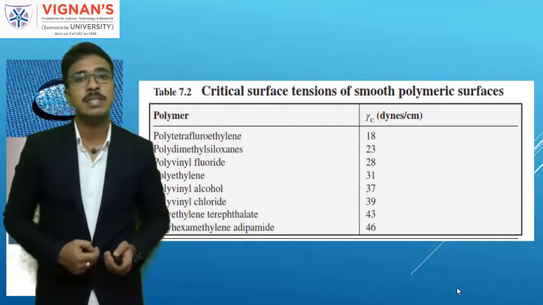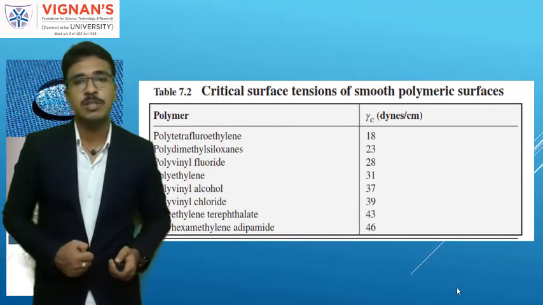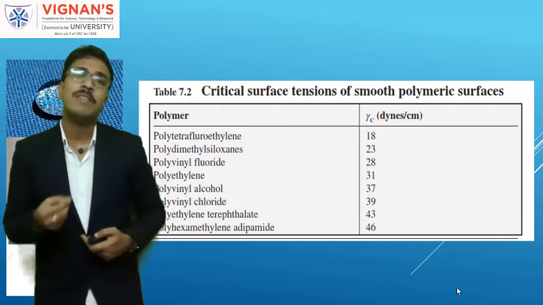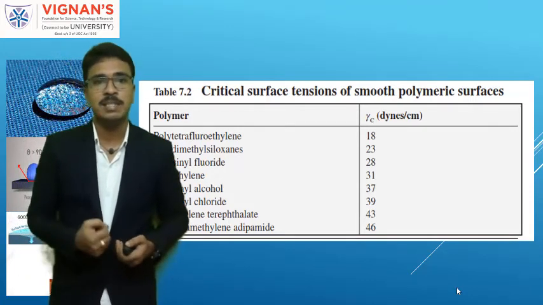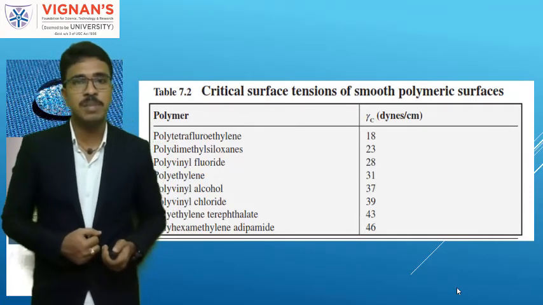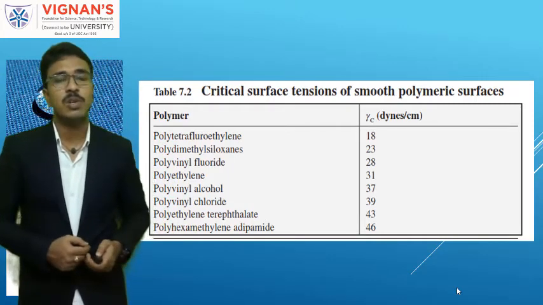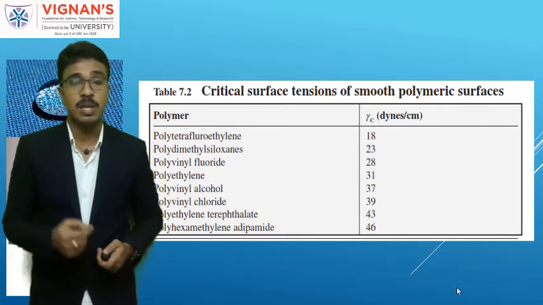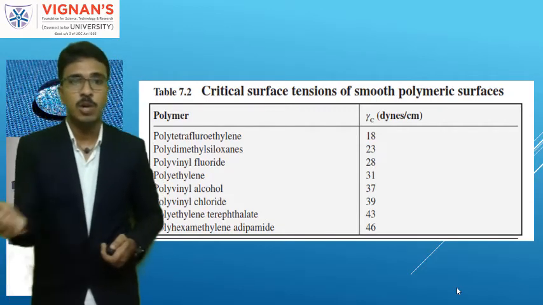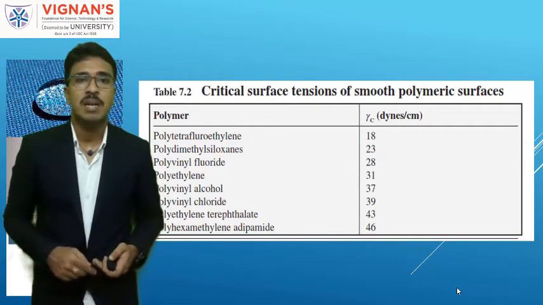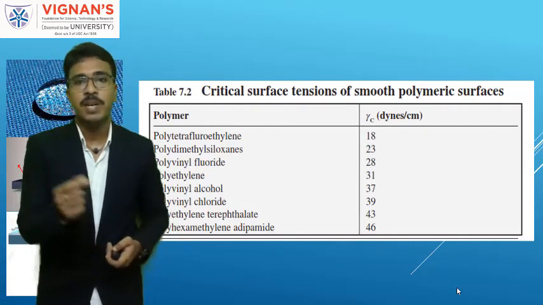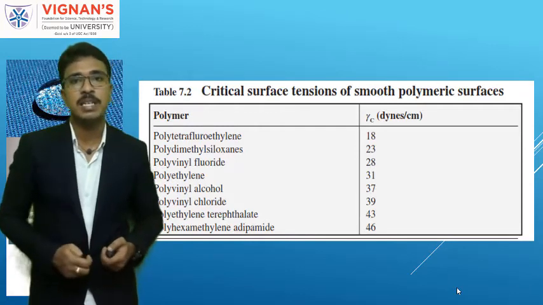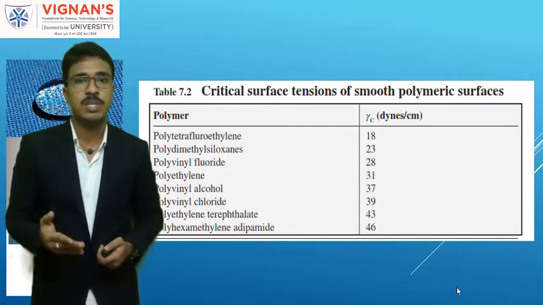Now you can see in this table the critical surface tension, or surface energy, of smooth polymeric surfaces. You can see the different polymers here, like polytetrafluoroethylene and polyethylene terephthalate, which is polyester, and polydimethyl siloxanes. In the next column you can see the surface energies in dynes per centimeter, given from 18 to 46.